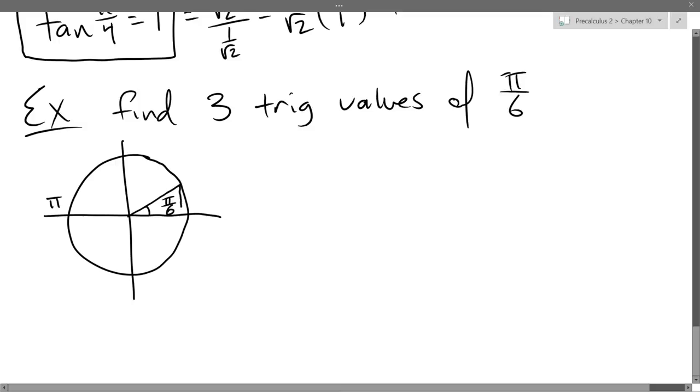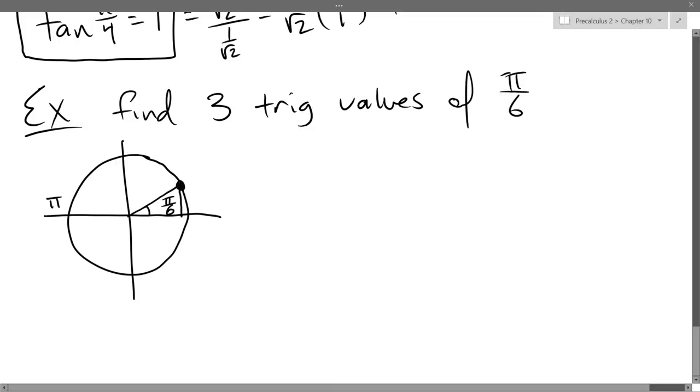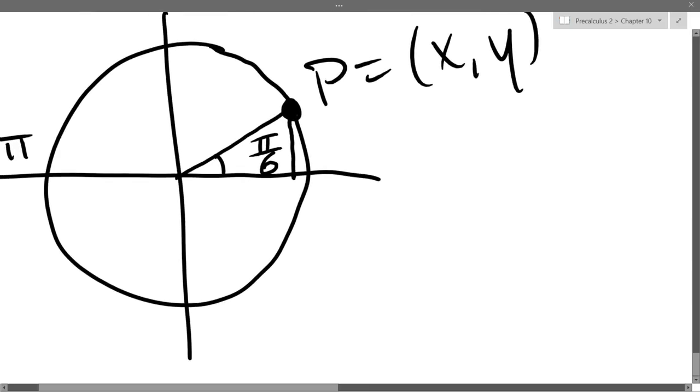We're going to drop our perpendicular to make a triangle. And I realize this is very crowded. I should have drawn a little bigger. But we'll redraw this triangle in a much bigger way. So our point is, again, going to be x and y coordinates we need to figure out. So we're going to redraw this triangle.